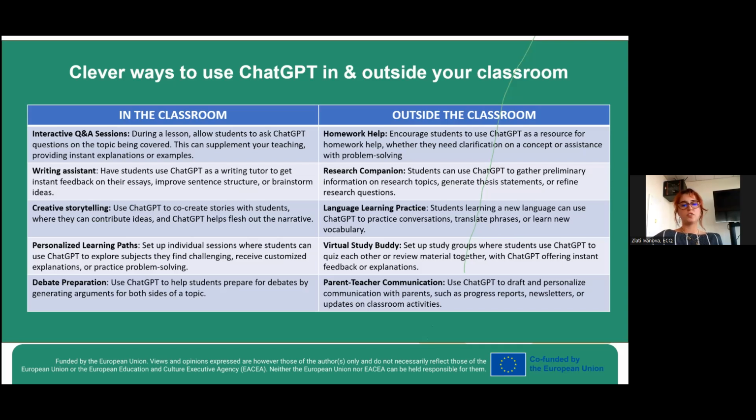And also you can use it for debate preparation. If you do that in class, you can use ChatGPT to help students prepare for debates. Outside the classroom, you as a teacher can use it for homework.